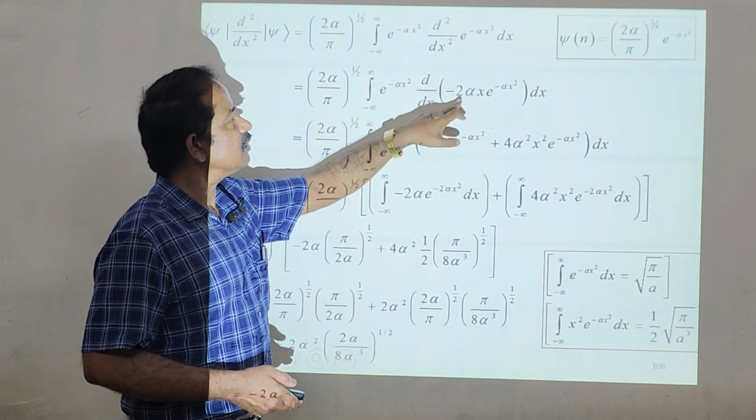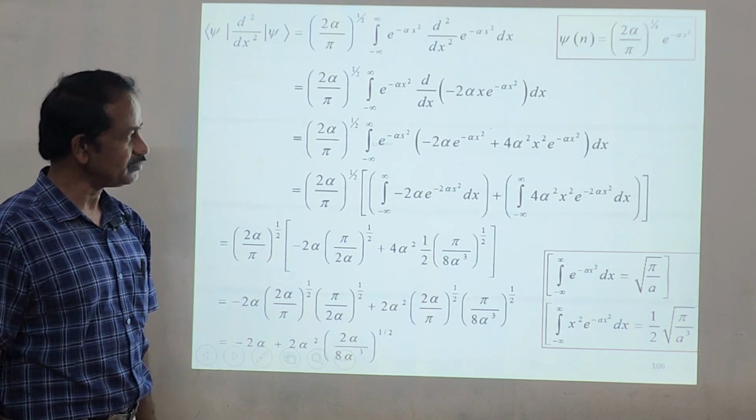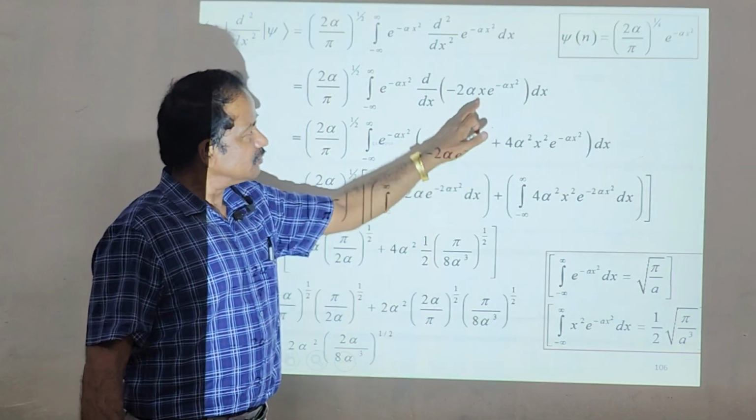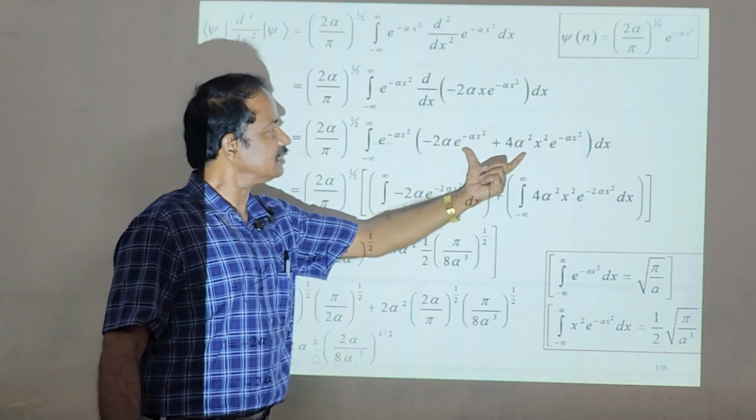So differentiating this, that will give you minus 2 alpha x e power minus alpha x. We have differentiated once. You differentiate again. So keeping x as constant, you differentiate this. Keeping this as constant, you differentiate this. You will get this expression.